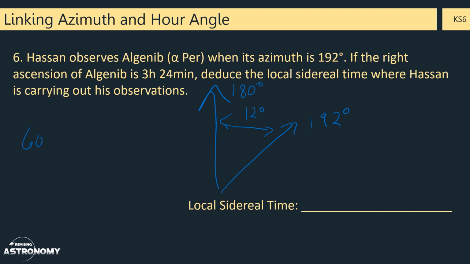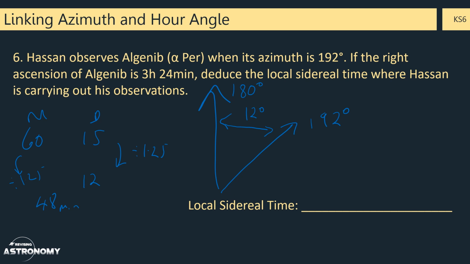So again, we can work that out into time by using 60 minutes is the equivalent of 15 degrees. So we need 12 degrees. So how do we go from 15 to 12? We divide by 1.25. So we're going to do the same on this side. Dividing by 1.25 gives us 48 minutes.